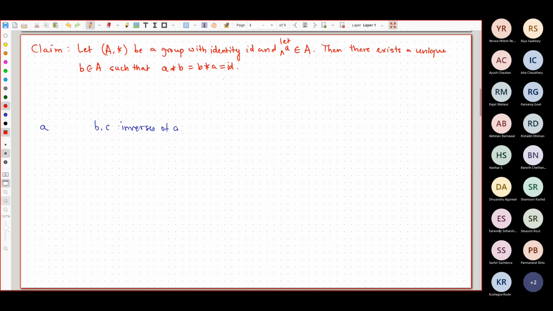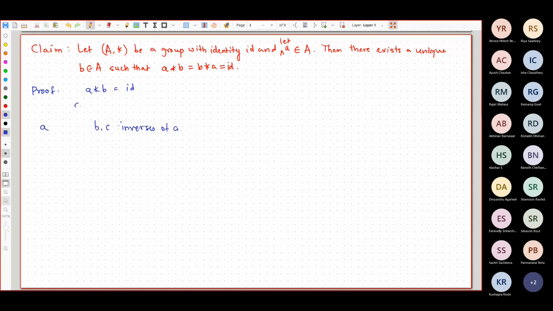Okay, so there are three hands. Divyanshu, do you have a proof already? Yes, sir. So we can write A star B as ID, and suppose C is the other inverse. Then we can multiply with C on both sides, on the left side.